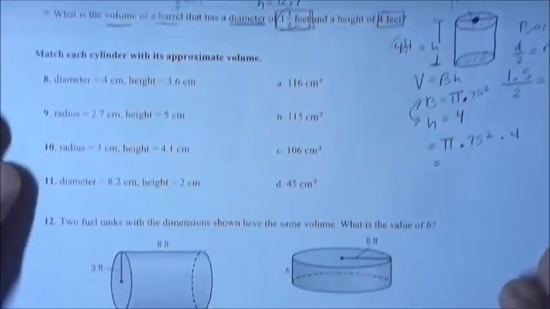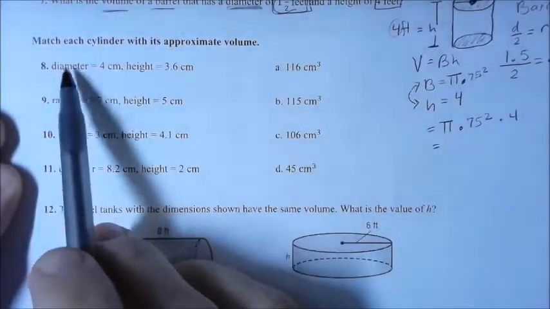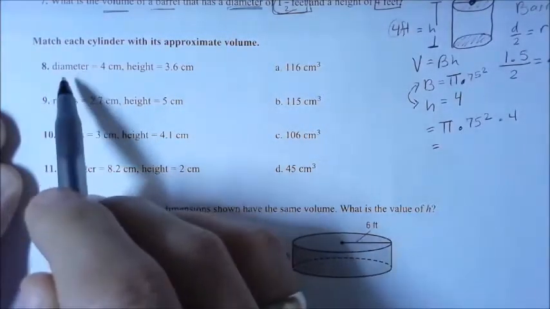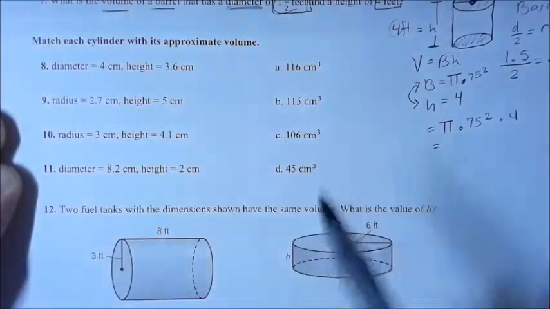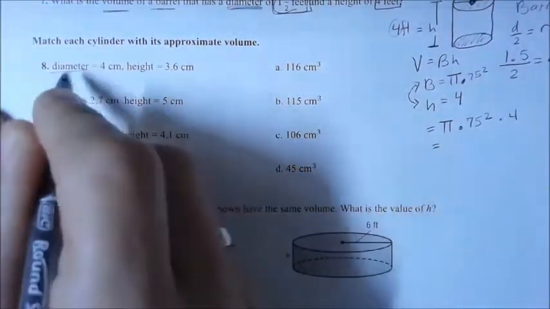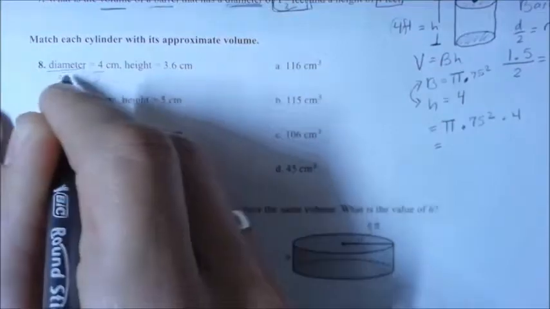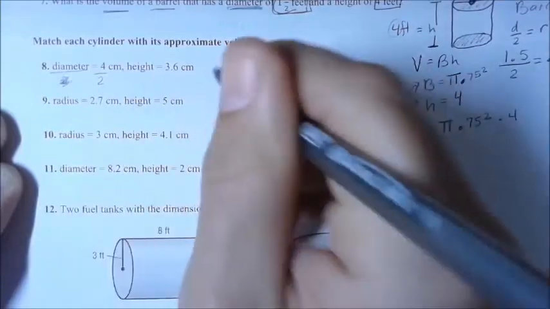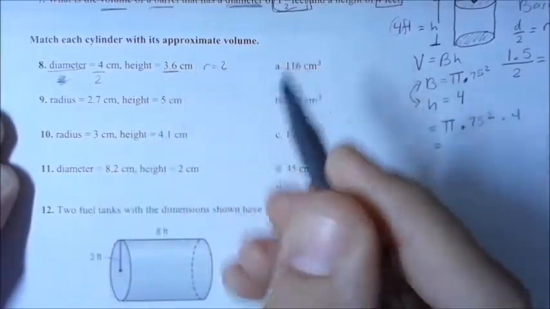Now, notice over here on 8 through 11, you're just going to be matching up the answer with the question. So if you look right here at this verbal statement, it says diameter is equal to 4 and height is equal to 3.6. So one of these answers should match up with it. So I'll do one for you just to get you started. So notice this does say the diameter, so we need to divide it by 2 in order to determine what the radius is. So if I do 4 divided by 2, that's just an example. 4 divided by 2 is going to give me 2. So my radius is equal to 2. And this says the height is 3.6.